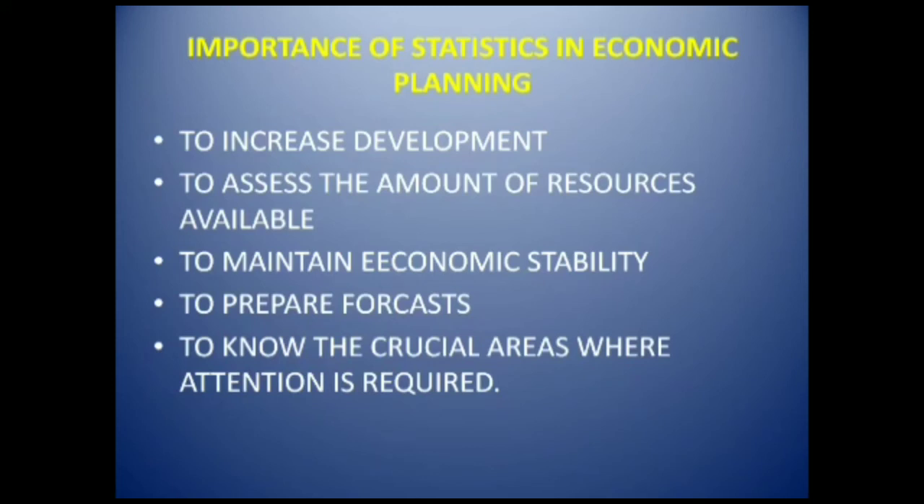The third point is to maintain economic stability. Here economic stability means to maintain balance between inflation and deflation. Inflation means when the price of the commodities increase gradually and constantly, then that is called inflation. In the same way, when price of the commodities decrease gradually and continuously, that is called deflation. Both the situations are not good for any economy. That is why it is necessary for the government to maintain balance between these two forces. And government does that with the help of statistics.